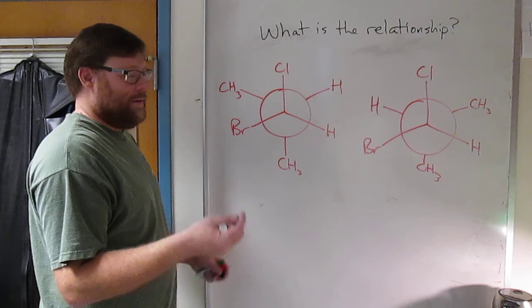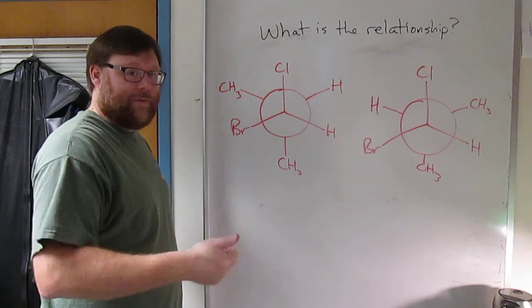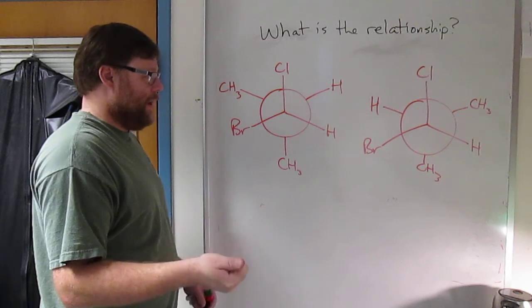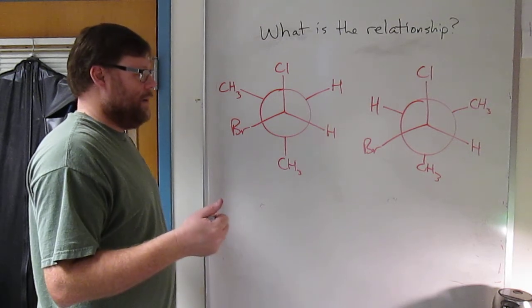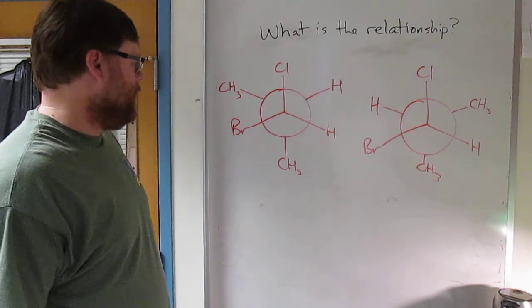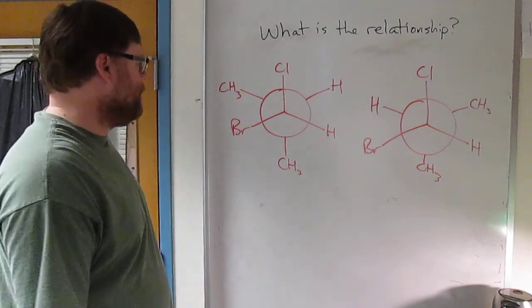Again, that leaves us stereoisomers. They could be different conformations of the same compound. They could be mirror images of each other and be enantiomers. They could be diastereomers. So how many chiral centers are there? Hit pause if you want. Figure out how many chiral centers there are.